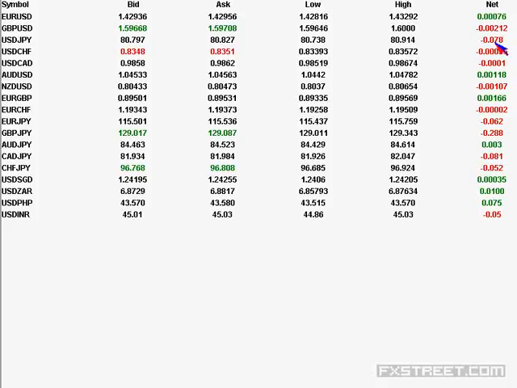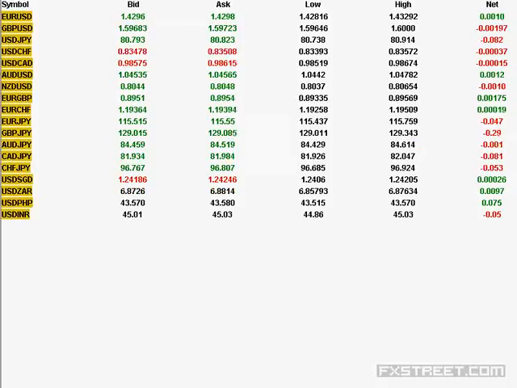So when GBP is showing negative net change and Yen is also showing negative net change, it is yet another contrarian move. Then because of that, GBP Yen is trading around 129.01, 129.08, 129.01 is the low, 129.34 is the high, 29 pips negative net change is seen.